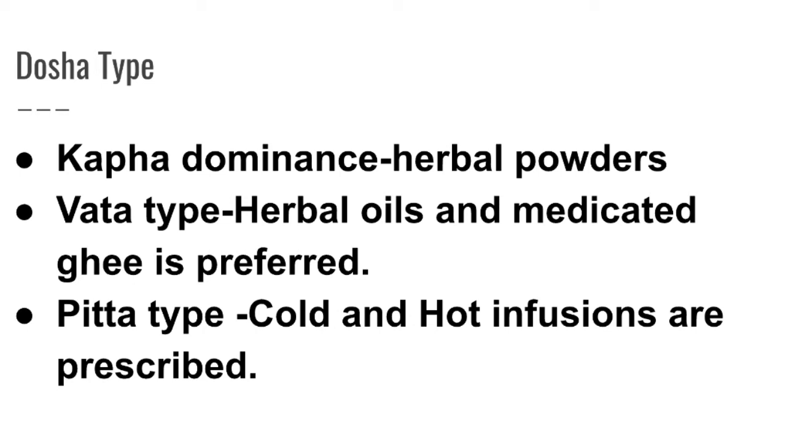So next it is based on the dosha type. If you have kapha dominance in your body, then usually they will give you medicine in the form of Churna, the herbal powders, because oils and all again would increase the kapha buildup in your body.